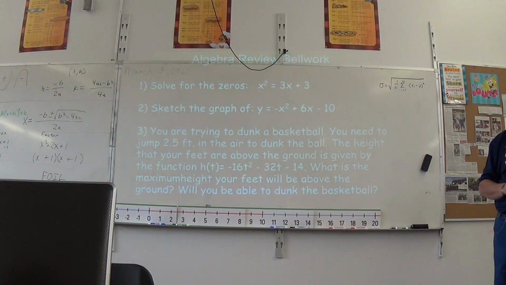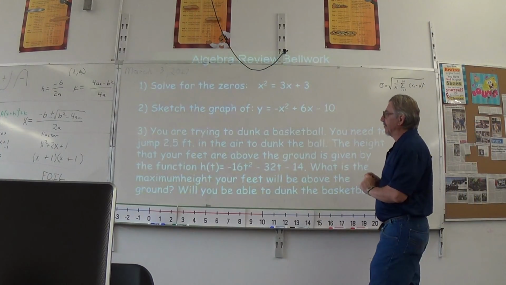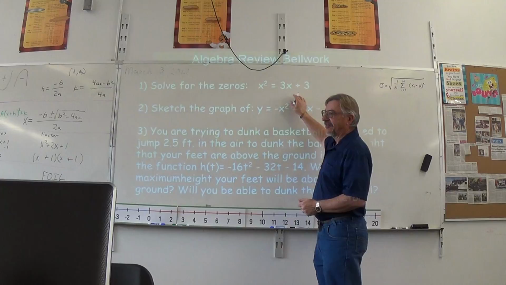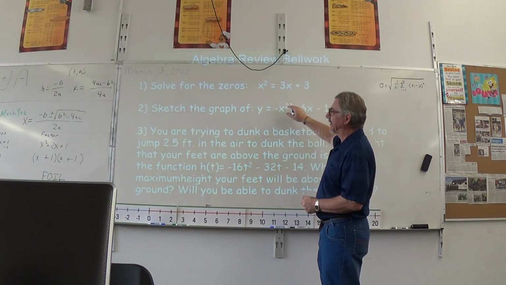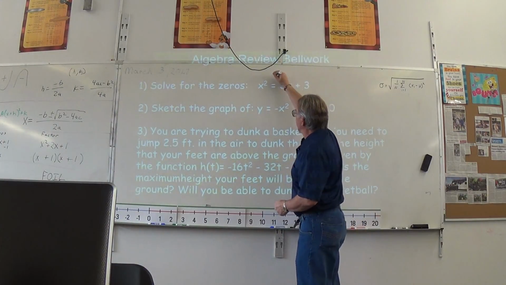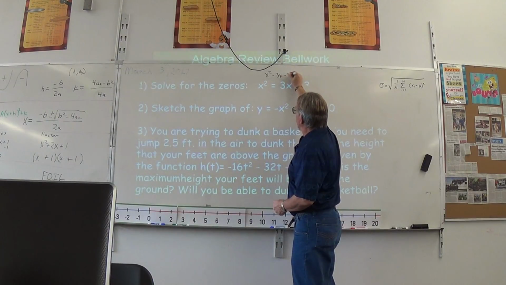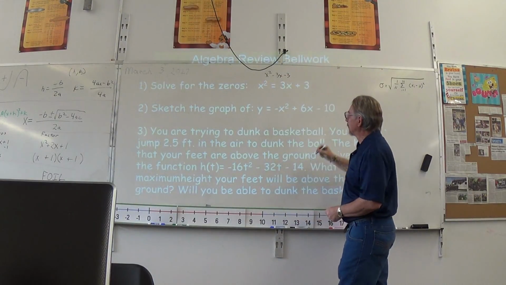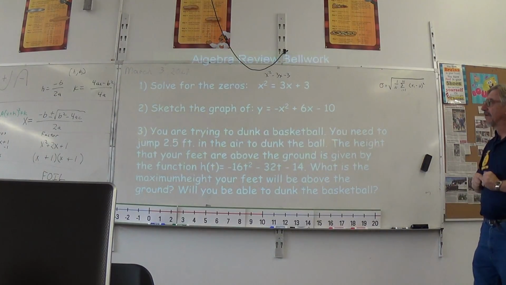Find A, B, and C. You have to set your equation equal to y or to 0. So you have to get everything on the same side. Okay, get everything on the same side, so it's gonna become x squared minus 3x minus 3 equals 0.